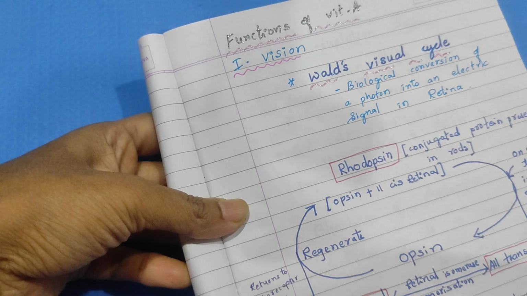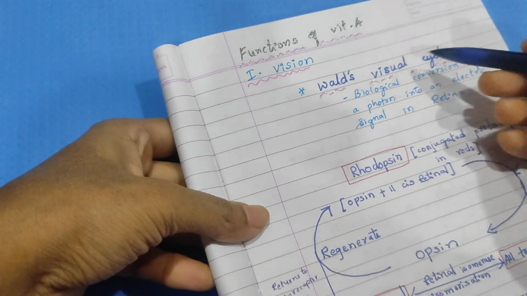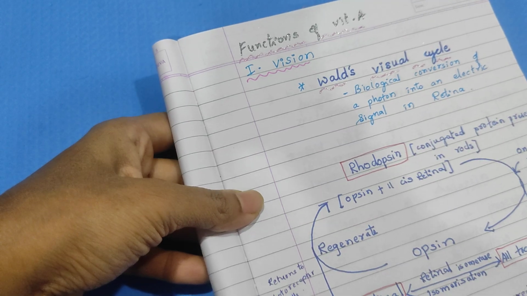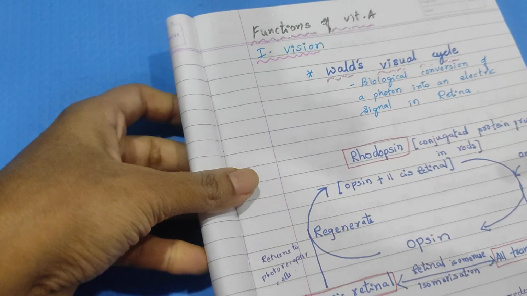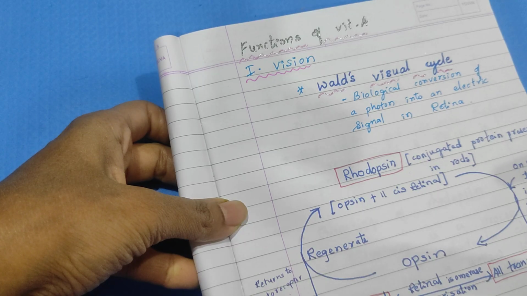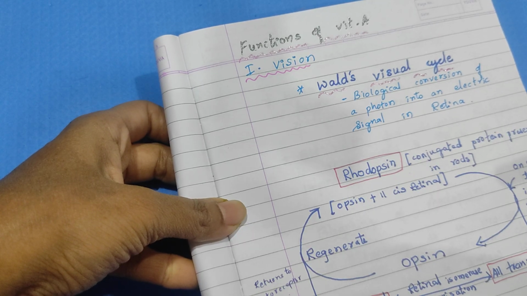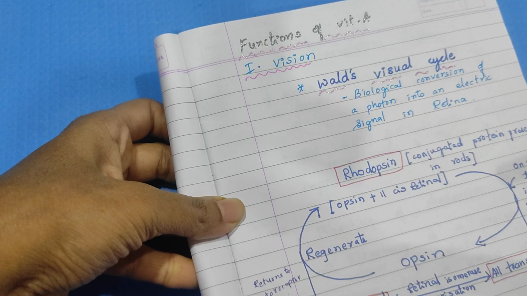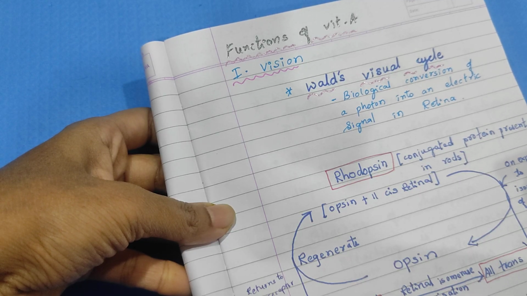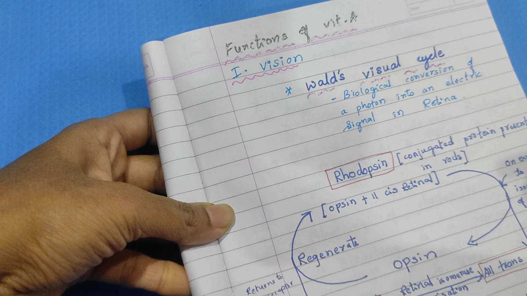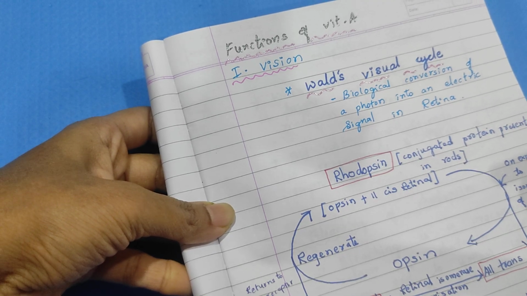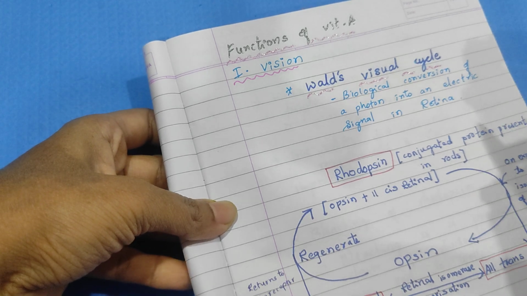So coming to the functions of vitamin A, first one is vision. Vitamin A is very important for the vision. In that, Wald's visual cycle. What is Wald's visual cycle? It is a cycle where the light is converted into electric signal in the rod cells, cone cells and ganglion cells of the retina. Why is it called Wald's visual cycle? It was elucidated by George Wald, and he also received Nobel Prize for it in the year 1967. So it was named after him as Wald's visual cycle.